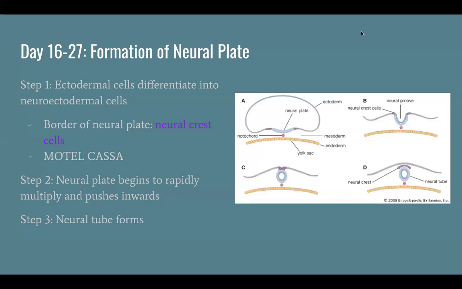Hi everyone. In this video, I'm going to start talking about the formation of the neural plate, neural tube, and neural crest. Okay, so first, remember when we talked about three layers of the embryo, right? So your embryo is now going to officially be three layers.